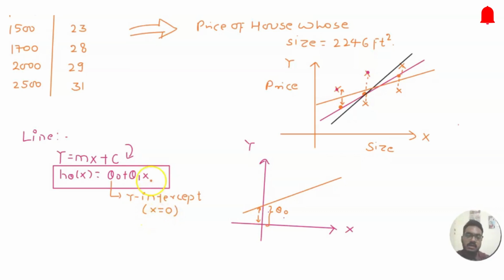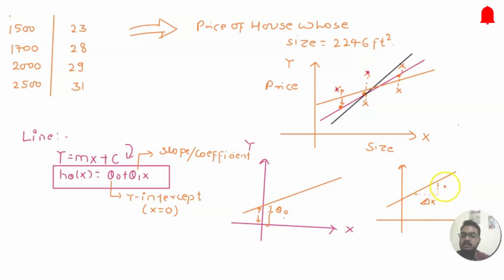What about theta 1? This is nothing but the slope of the line, or we can say it is the coefficient. What does that mean? Let us plot the same line again. Let's say we are changing x by a unit length. Then what will be the change in y?